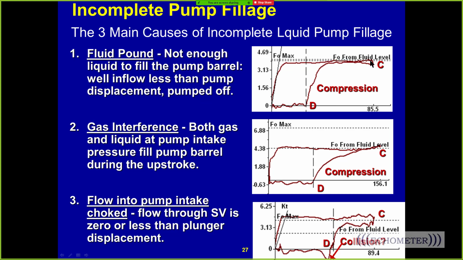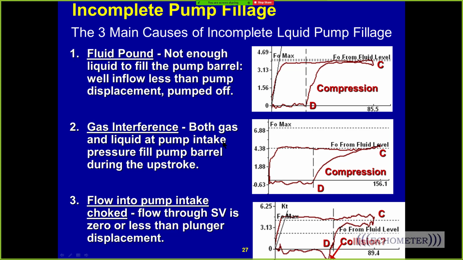But on this portion of the stroke right here, the loads are up near FO max. That means that the pump intake pressure is low. So to have a fluid pound card, you have to have the pump card load line here near FO max, and you have to have a sudden drop in the load due to a fast change from low pressure to open the traveling valve, and you have to have this missing pump fillage.